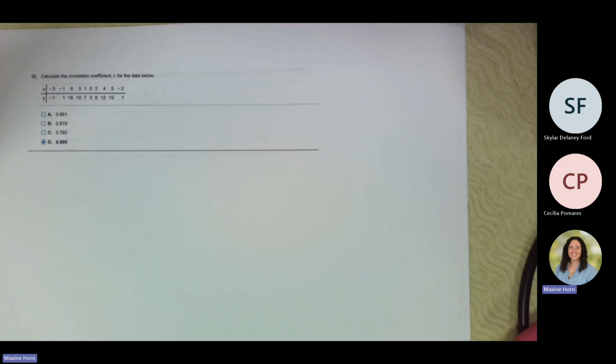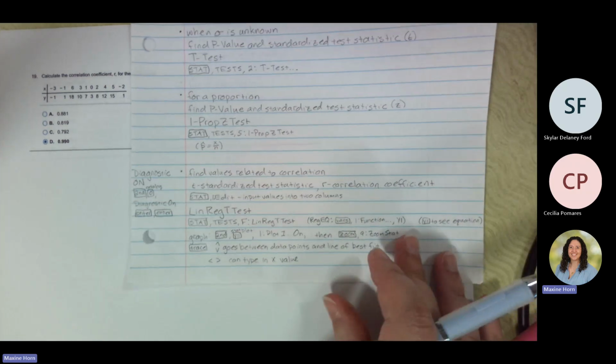All right. Now for number 19. Calculate the correlation coefficient for the data below. Now, it's my understanding that they do not need you to do this by hand. The formula for doing this by hand is kind of long and involved. It's not super difficult. It's just really time intensive. So like I said, it's my understanding that they are okay with you just doing it on the calculator. So let's talk about how to do this on the calculator, because there are several steps to this.